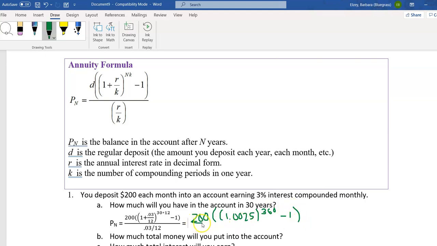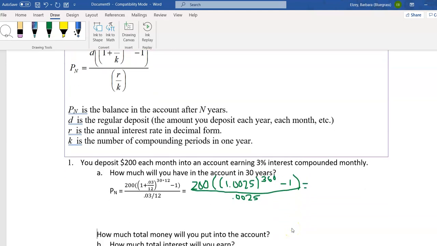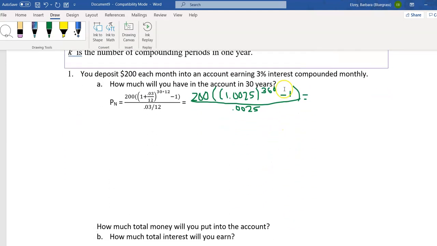all over. Now, I can put 0.03 over 12 into my calculator, but the truth is back here I had it and I added it to 1. It's really this decimal part right here, 0.0025. So the bottom is 0.0025. Now let's keep working through this thing.